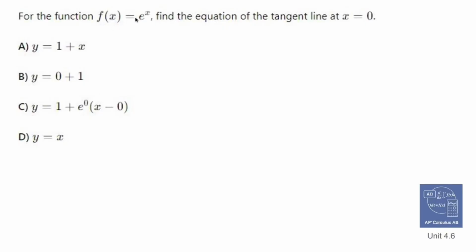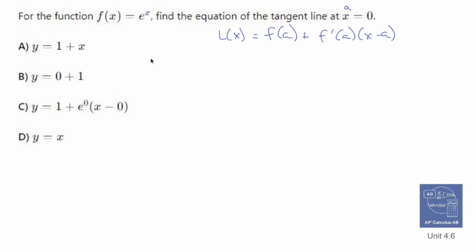For the function f of x equals e to the x, find the equation of the tangent line at x equals 0. Now, we have all this information from Unit 1, maybe Unit 2, on how to do this, but this is the linearization section, so we're going to use the linearization information that we can come up with. So L of x is going to equal f of a plus f prime of a times the quantity x minus a. Now, when it says x equals 0, that's basically saying a equals 0. It's the same exact thing.